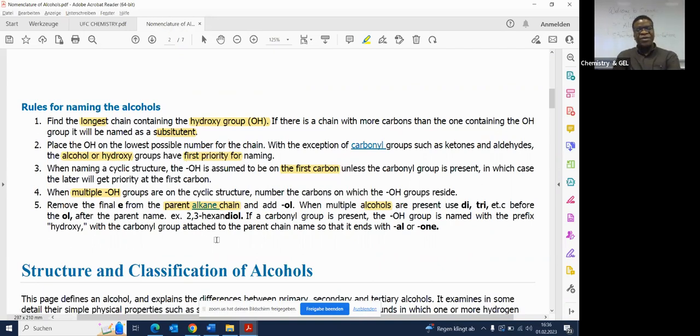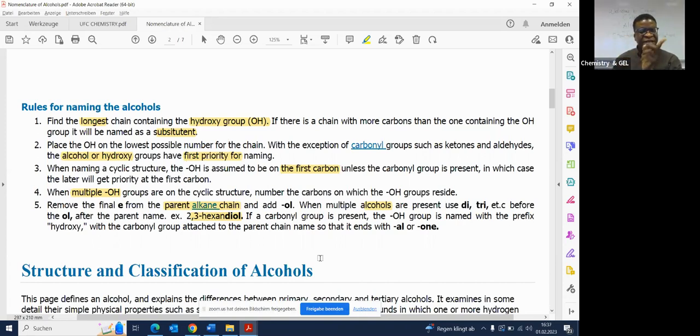For example, 2,3-hexanediol. Hexanediol, meaning, even before we draw the structure, you can tell that the parent name is coming from the hydrocarbon called hexane. Hexane has 6 carbons. So in any case, it's supposed to be hexanol.